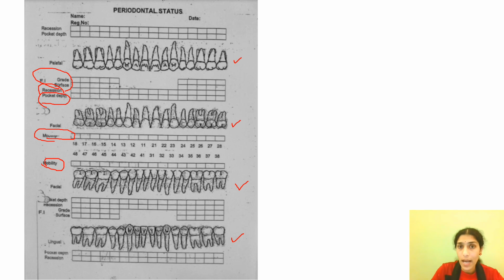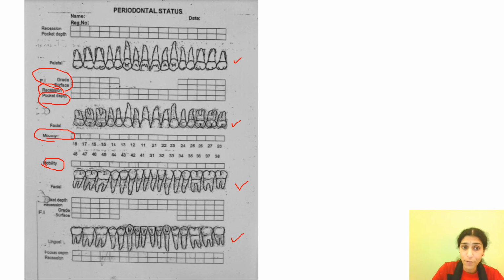Another important aspect is that while you are recording the periodontal charting form, probing has to be recorded on 6 sites, isn't it? So 6 sites per tooth. For the maxilla, there will be 3 measurements, maybe 5 mm, 4 mm, 3 mm on the buccal surface, and the same tooth on the palatal surface may have 3 other readings. So totally it will be 6 readings per tooth.